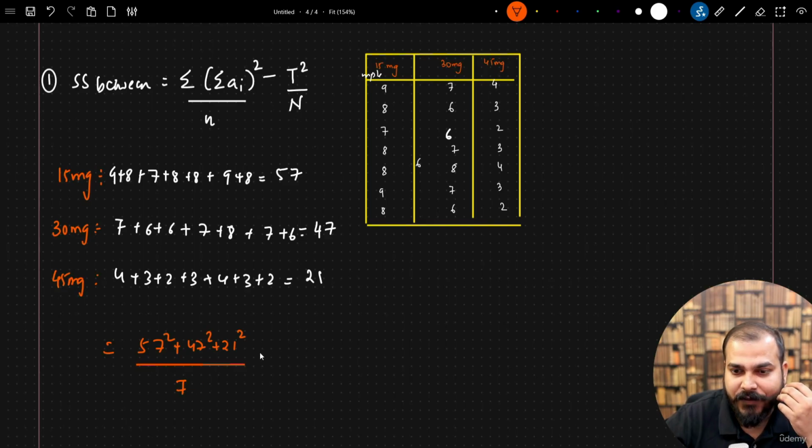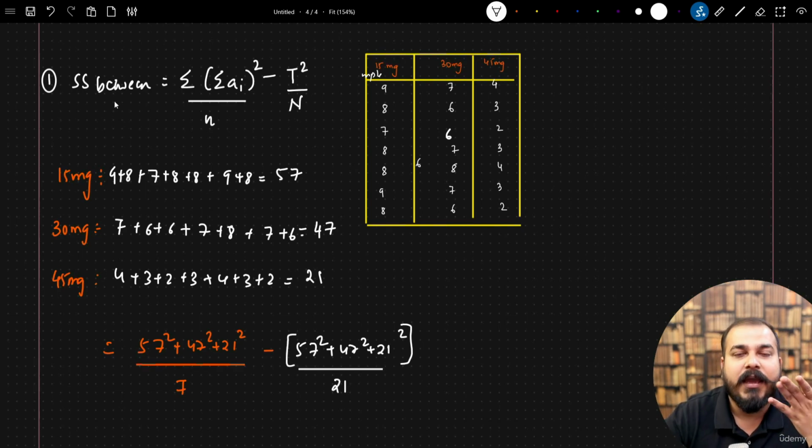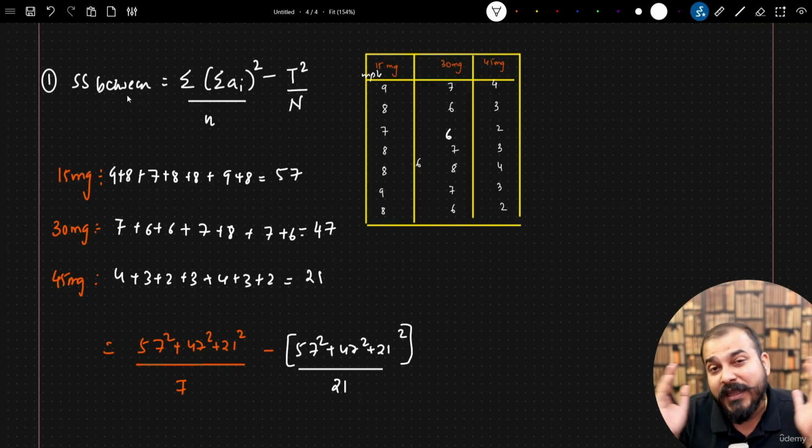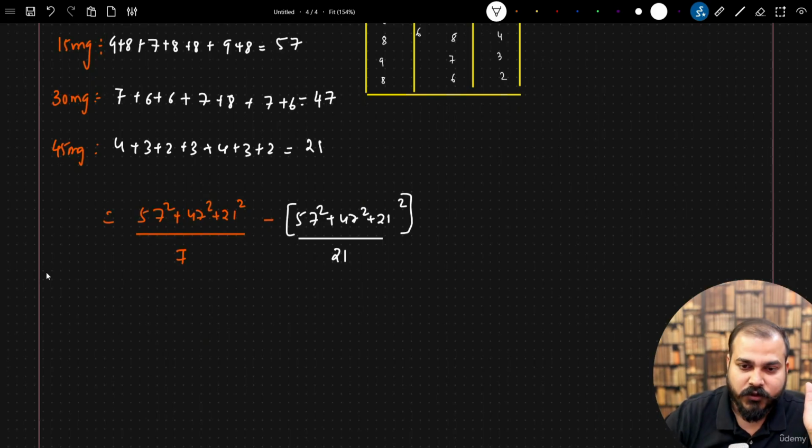Small n is nothing but 7. And this side, T square basically means that I will take the summation of all the samples and square it up: 57 square plus 47 square plus 21 square, divided by 21. Remember guys, through this technique we are able to calculate the sum of square, the error in the variance between the samples. With the help of this, we get the value 98.67.